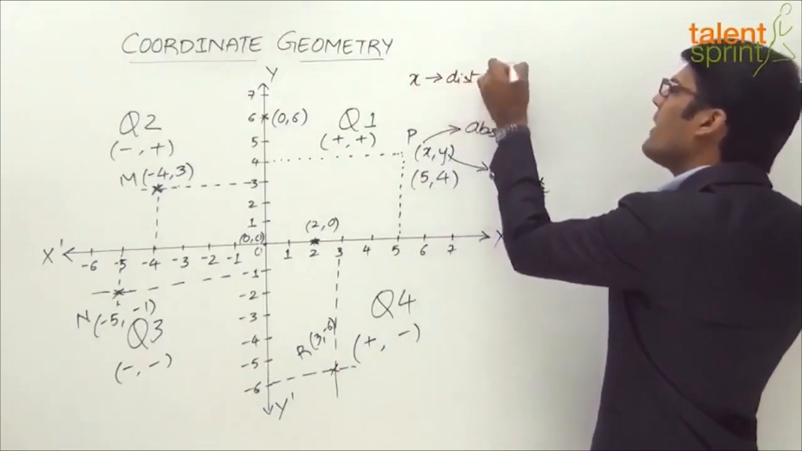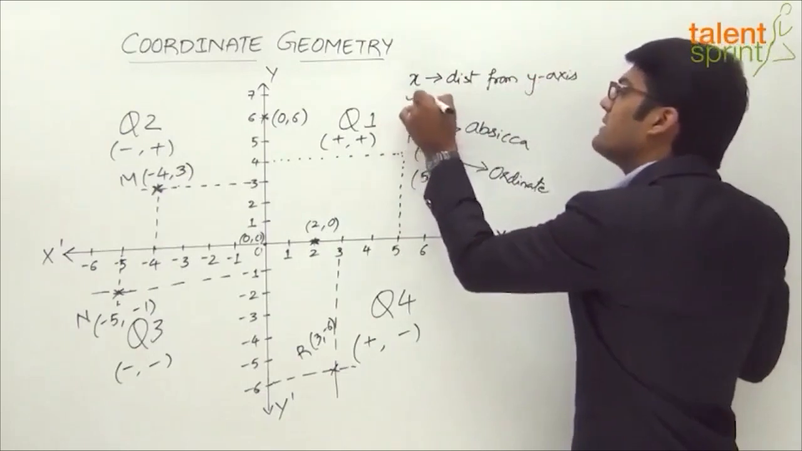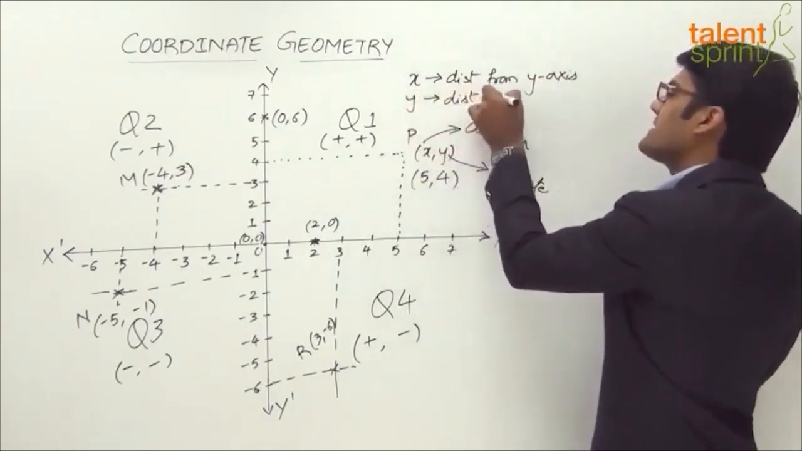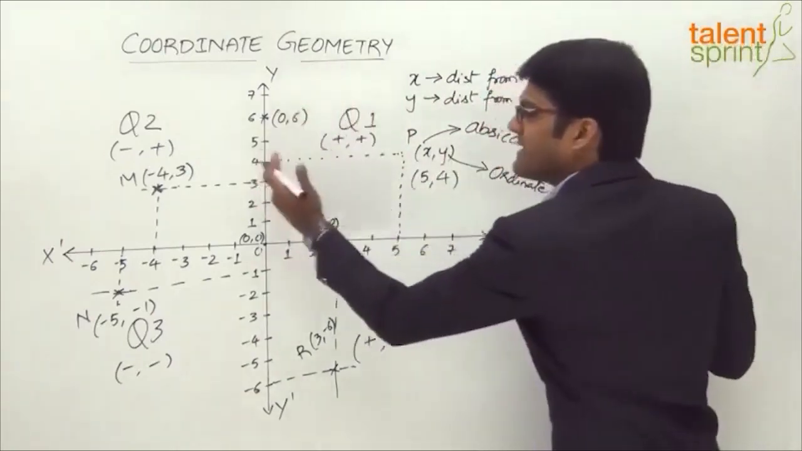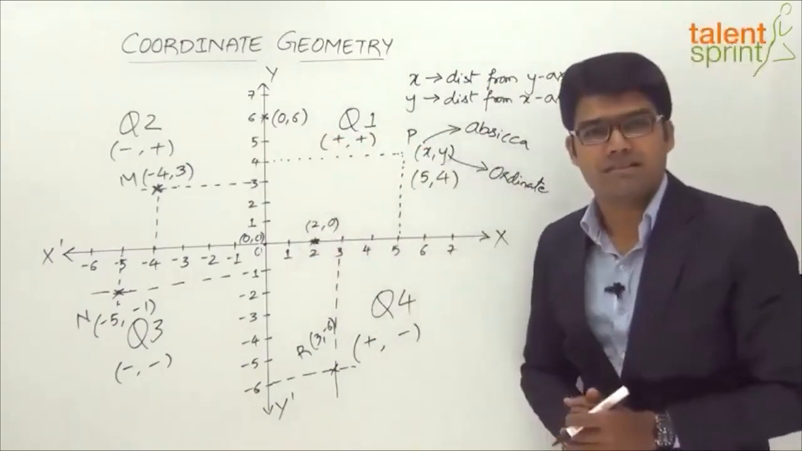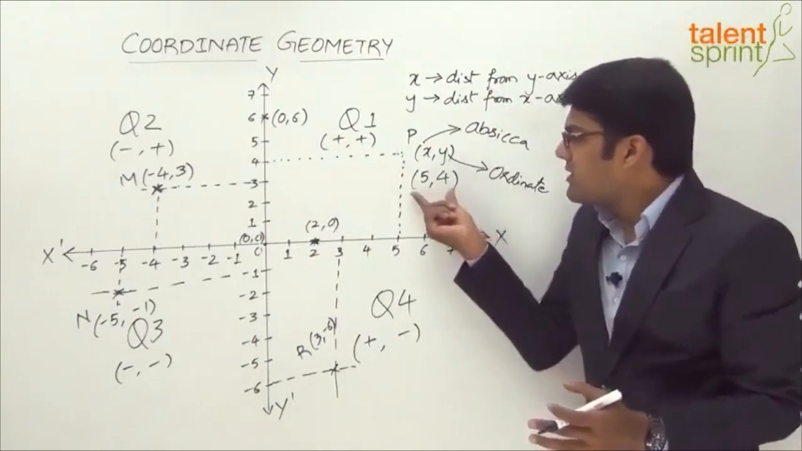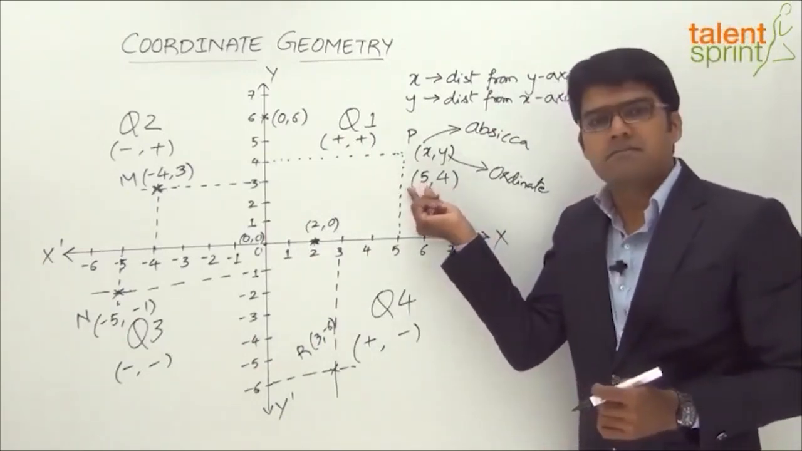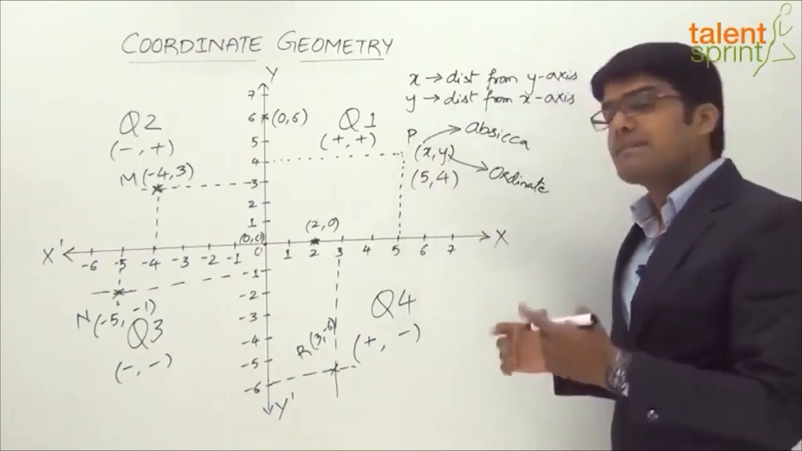Distance from y-axis or the vertical axis, whereas y, that is the ordinate, denotes the distance from x-axis. So distance from y-axis is the horizontal distance and distance from x-axis is the vertical distance. Alright, so let's say, if the question says what is the horizontal distance of the point 5, 4, the horizontal distance is 5, or the distance from y-axis is 5. What is the distance from x-axis?